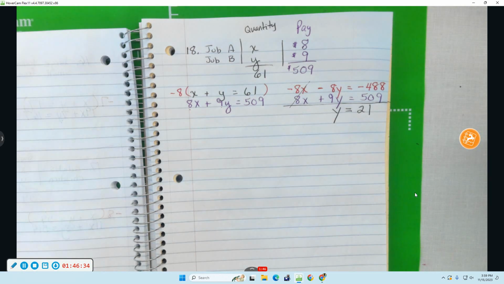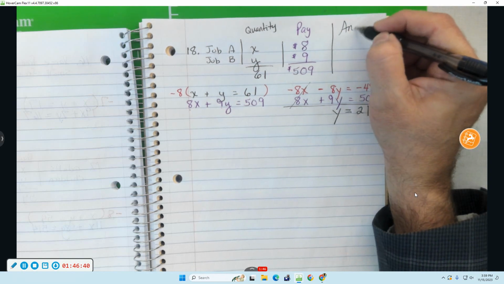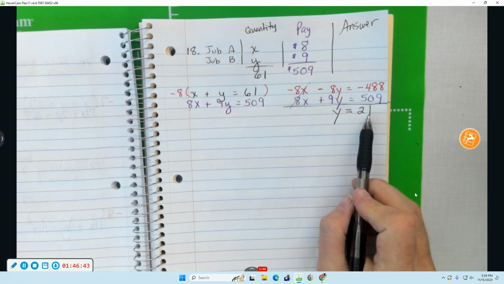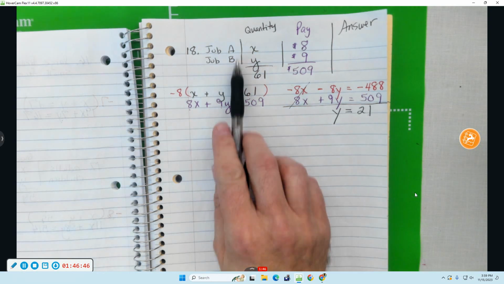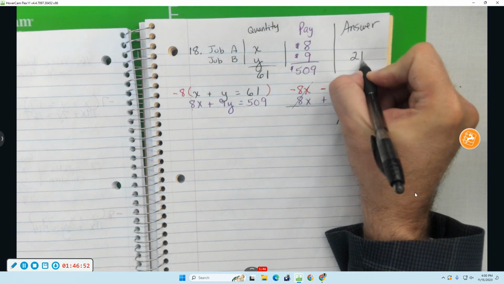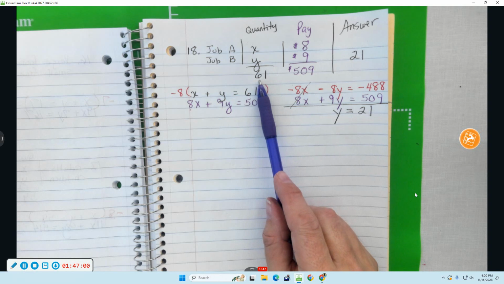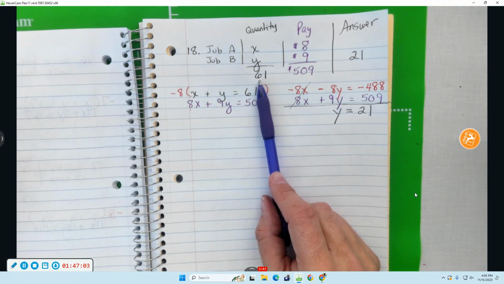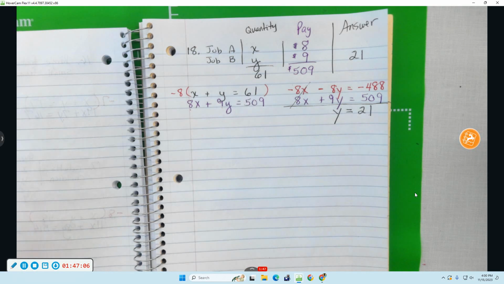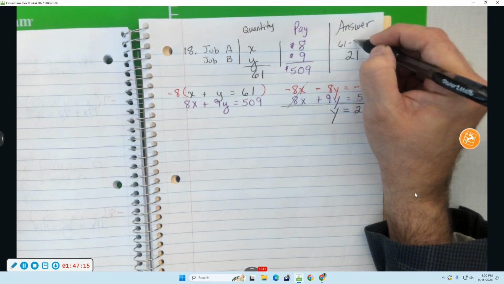Now be careful when you write that answer in the column. Where you write the 21 really matters. You need to make sure you're writing it on the what? Job A line or job B line? Job B. Y is the number of hours. So maybe I should have used A's and B's instead of X's and Y's. But altogether he worked 61 hours. So could we figure out how many hours he worked at job A pretty easily? What would it be? 40. I'll just say 61 minus 21.